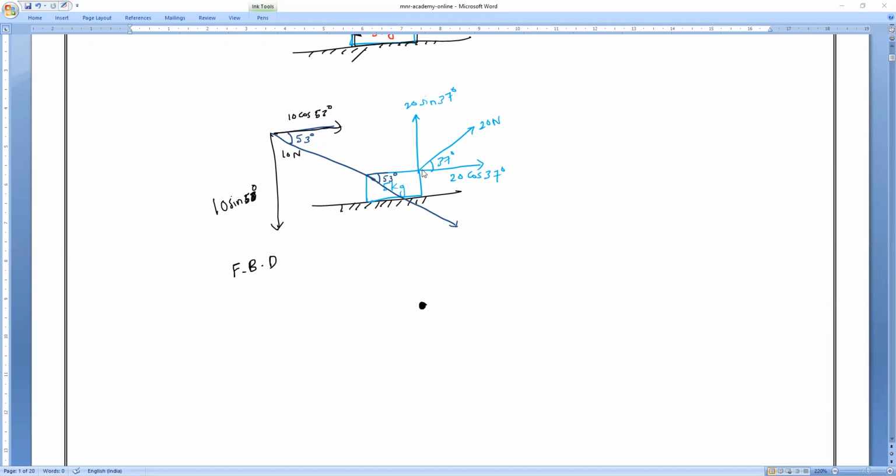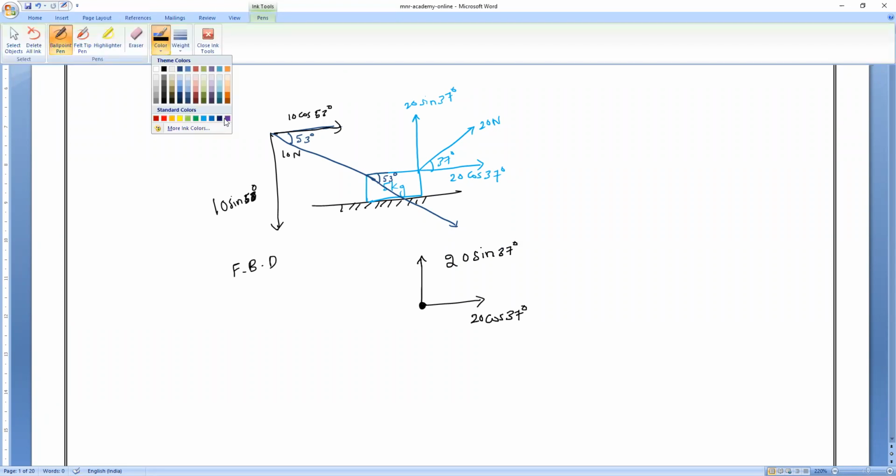Now, first, the force which is acting in the forward direction. What is that? You should tell me. How much is it? 20 cos 37. Clear? And in the same way, next, if you observe very carefully, something is acting in the upward direction. What is that? 20 sine 37.